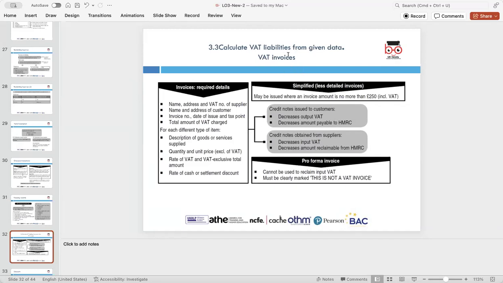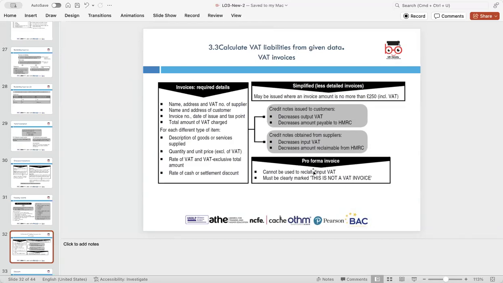Then simplified invoices may be issued for amounts not exceeding £250, including VAT, and must contain essential details. Credit notes issued to customers decrease output VAT and decrease the amount payable to HMRC. Credit notes obtained from the suppliers decrease input VAT and decrease the amount reclaimable from HMRC.